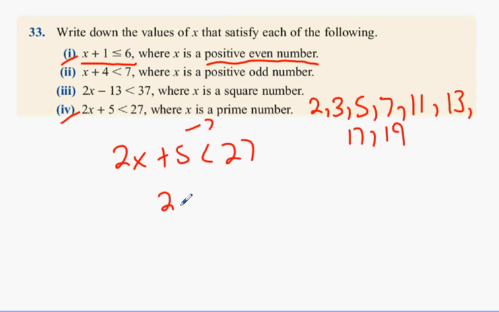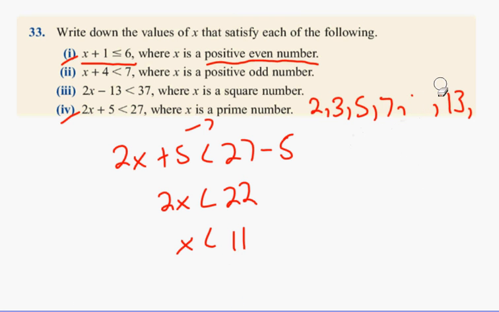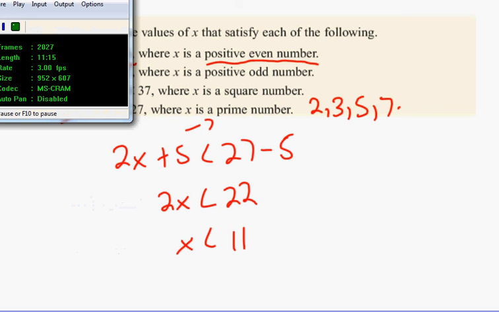Bring 5 out the other side, what happens? Minus 5, which is 22. X less than 11, has to be a prime number. Is 11 allowed? Not allowed because it's not less than or equal. It's just less than. So you're not allowed 11. So automatically you're not allowed 11, 13, 19 and 23. What numbers are you allowed? 2, 3, 5 and 7. Any questions? Right, let's keep going.